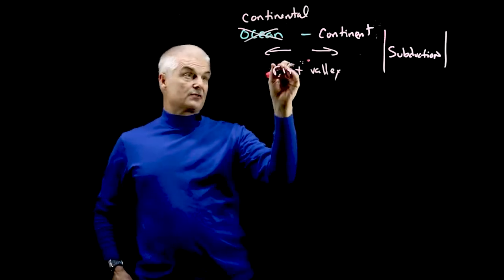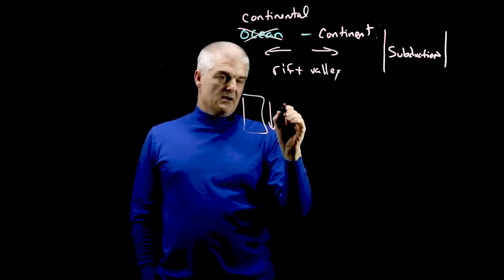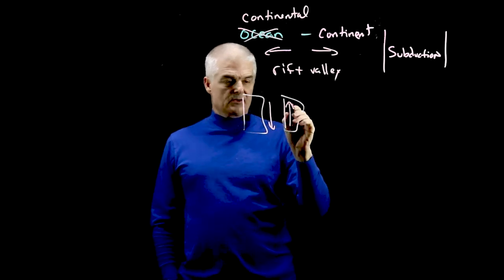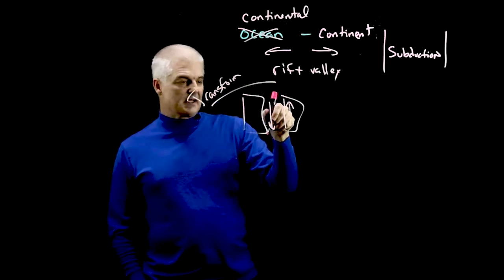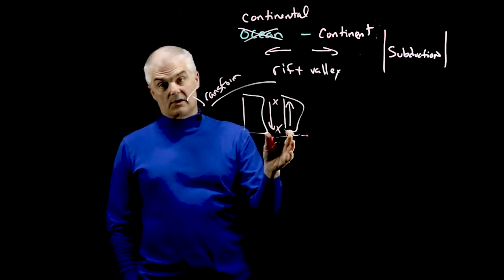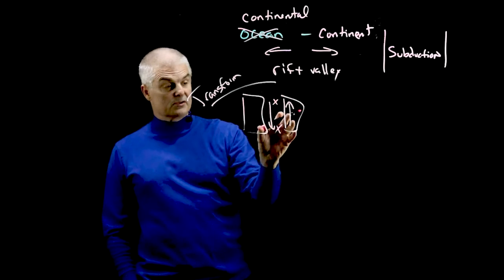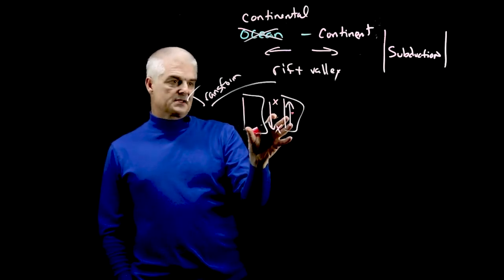Now, a couple more. We haven't talked about the transform boundary. In the transform boundary, I won't do the animation on this, but what happens is we have plates that go side by side. This is called a transform boundary. You have these plates slipping and sliding, going back and forth, and we'll learn more about this, but this is what causes lots of earthquakes. You get earthquakes at other boundaries too, by the way, but you can get significant earthquakes here.